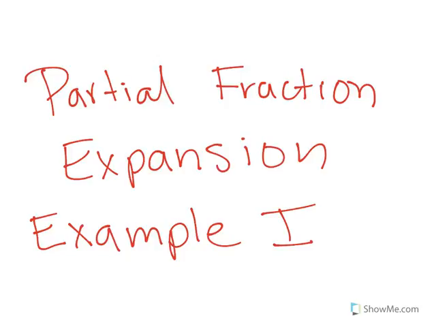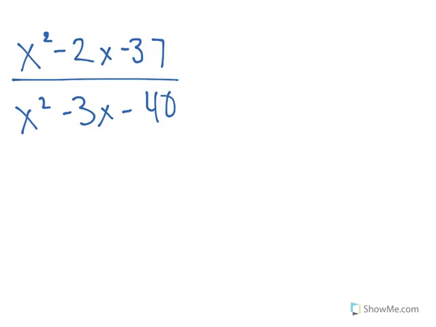Hello, in this video we will work over an example of partial fraction expansion. So let's say we had this rational: x squared minus 2x minus 37 over x squared minus 3x minus 40. As you might recall, our requirement is that the degree of the numerator is less than the degree of the denominator. 2 is not less than 2. So this doesn't work.